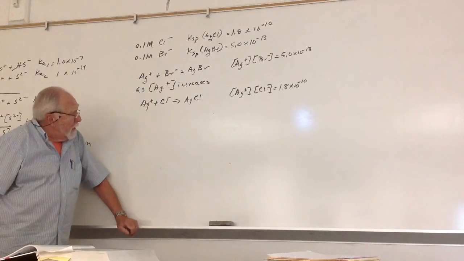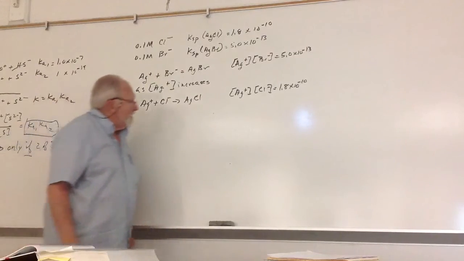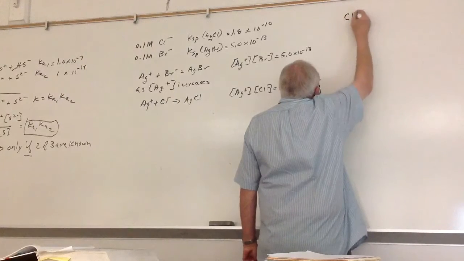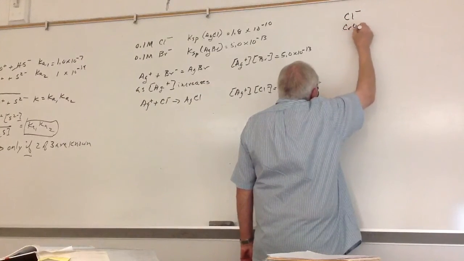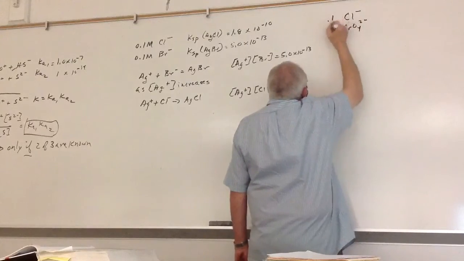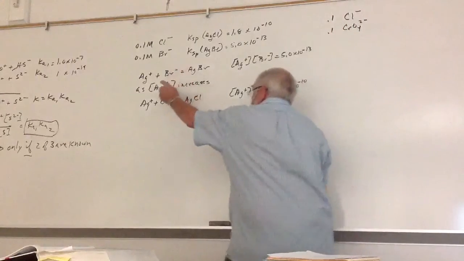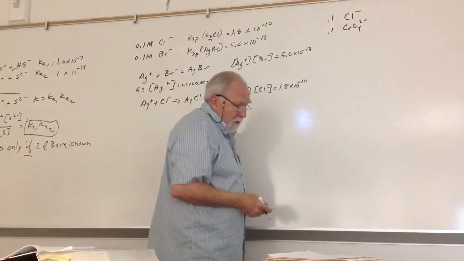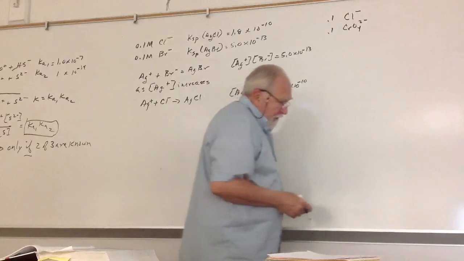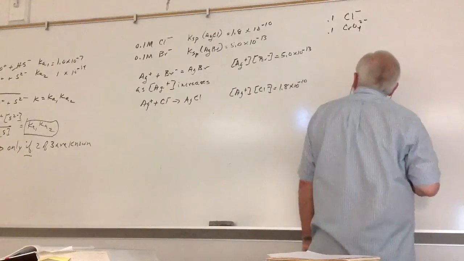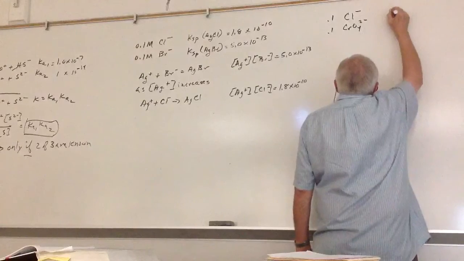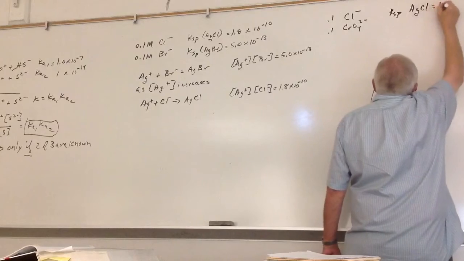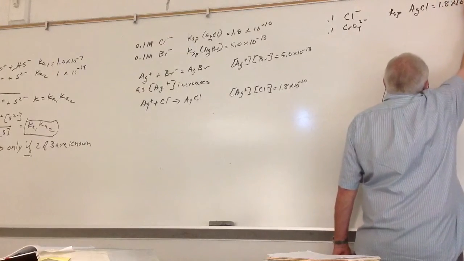Okay. But suppose I had this case and I changed the original concentrations, it'd be the same sort of problem where I have a larger and smaller one. I have to decide which one precipitated first. Okay. But if I had this one here, this is still 1.8 times 10 to the minus 10.